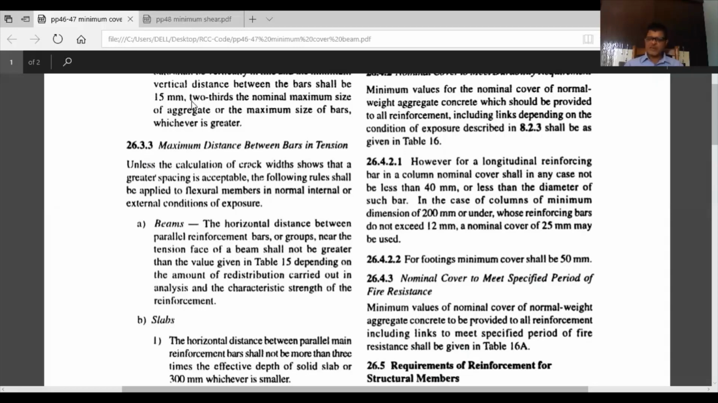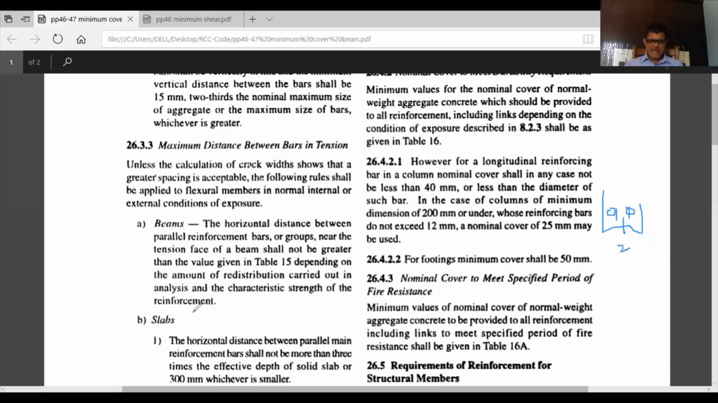We have discussed in the case of beams that the horizontal distance between two bars shall not be more than the largest diameter of the bars, or 5 mm more than the nominal size of the coarse aggregate. The greatest of all these will be taken. Generally it comes to 25 mm, so the distance between these horizontal bars will be a maximum of 25 mm.